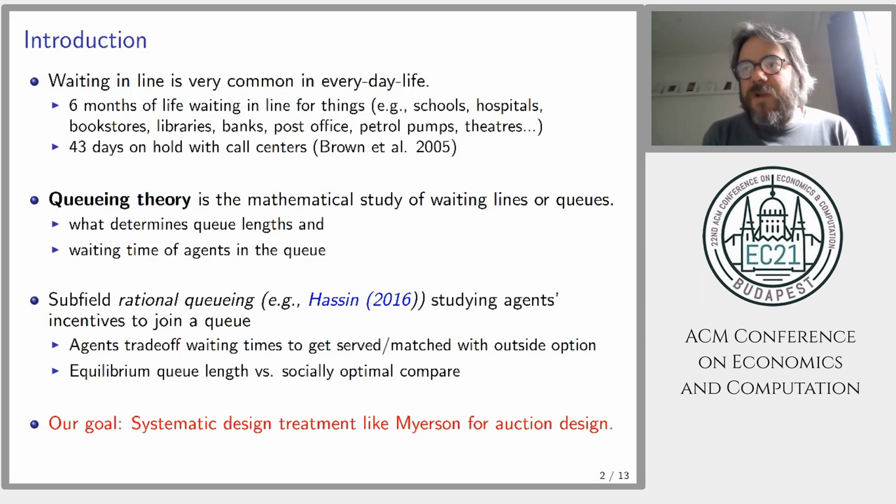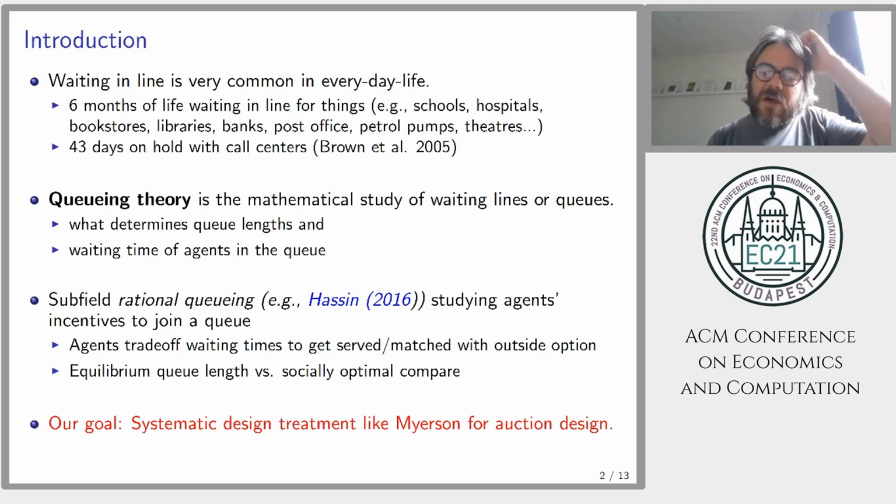There is a subfield of the queuing theory, which is called rational queuing, which studies the agents' incentives to join a queue. So typically in these models, the agents are going to trade off their waiting time to get served in case they join the queue with whatever they can get if they don't join the queue, meaning with their outside option. And so the goal is to try to understand the determinants of the equilibrium queue length and to see how it compares to what would be socially optimal.